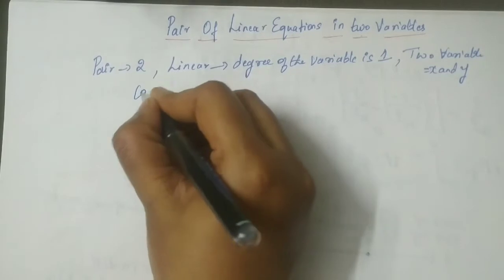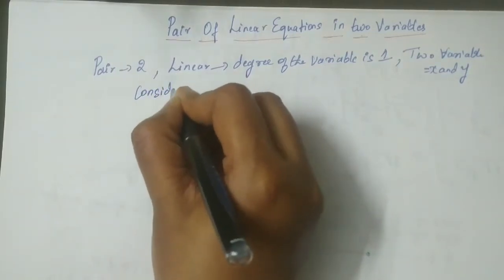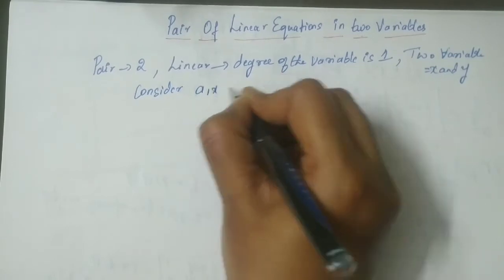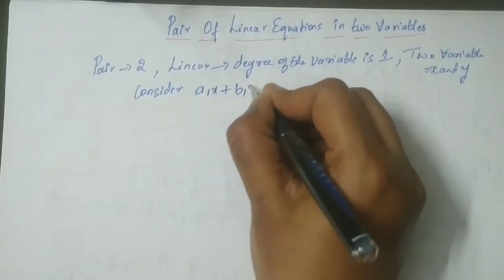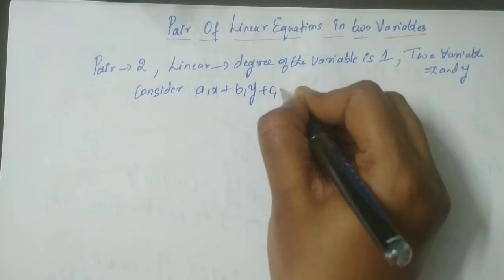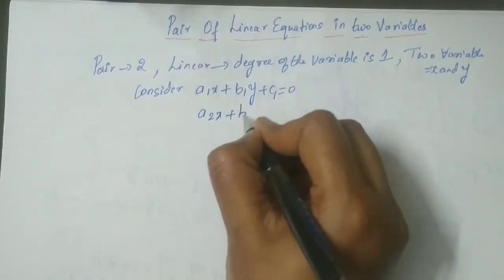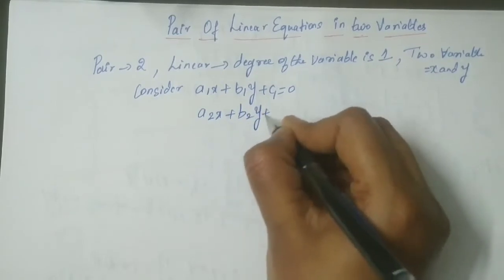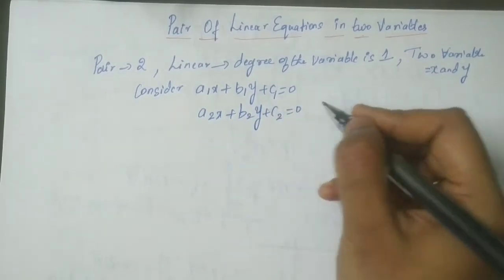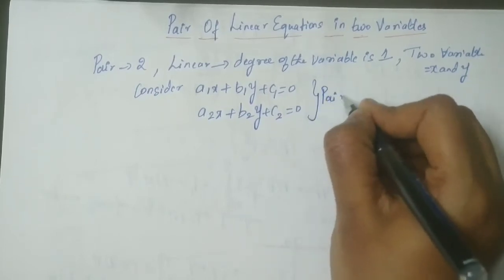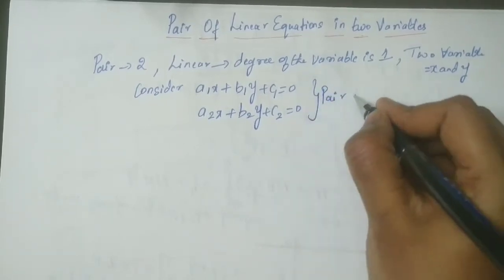So let us consider the standard pair of linear equations with two variables. a1x plus b1y plus c1 is equal to 0. a2x plus b2y plus c2 is equal to 0. So these are called pair of linear equations. Why we say pair? Because we have two equations, right? And we can see it is linear.